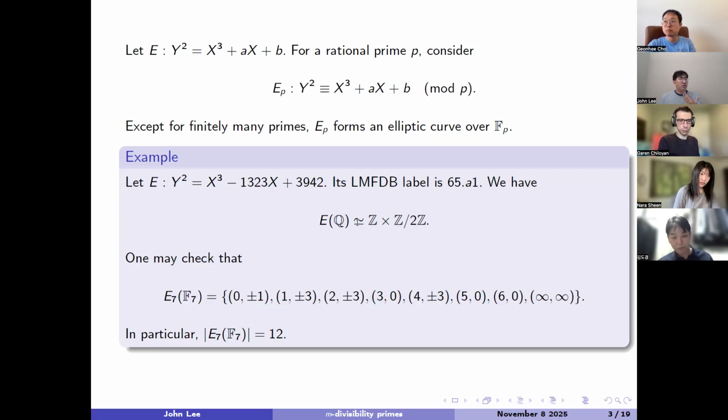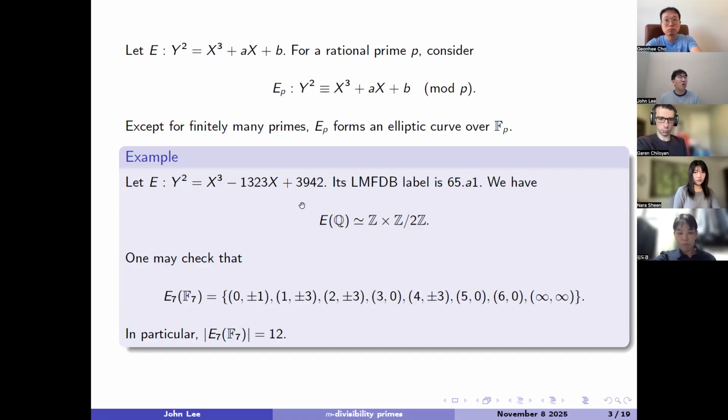And now we choose p to be 7. 7 is a good prime for this one. And by the way, in this label, we have 65, and basically you can think of 65 as related to the product of the bad primes. So you cannot define this elliptic curve mod 5, because 5 divides 65, or mod 13, because 13 divides 65. All these prime factors of 65 are where the bad thing happens. Otherwise, you can define the curve mod p. That's why I chose 7, because 7 doesn't divide 65.